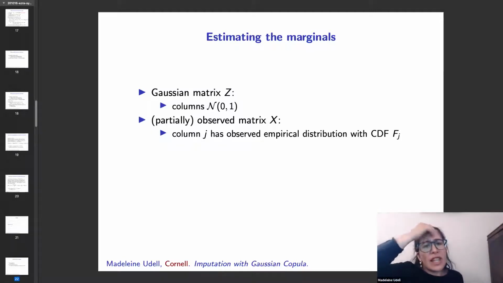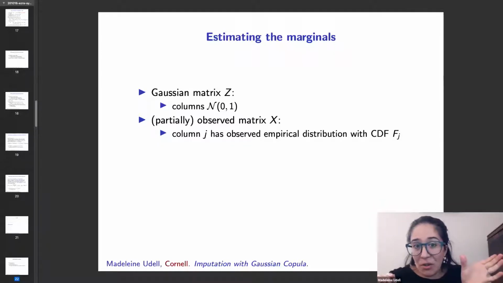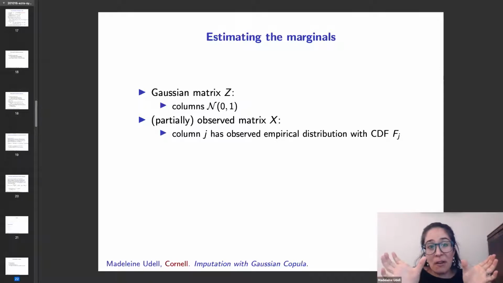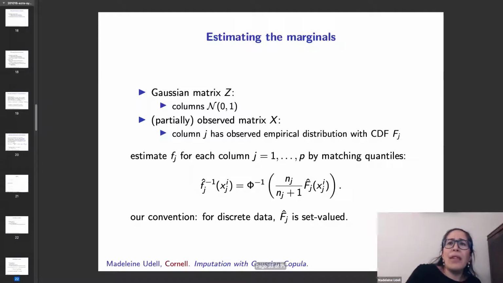To estimate the marginals, I've already told you about this. The way that you do it is you write down the cumulative distribution functions for z, which is always the CDF of a normal, and you write down the CDF of your observations in a given column of your matrix, which you just look at the empirical distribution. That's easy too, and you just map quantiles to quantiles. I can write that down in math. Here's what it looks like in math. But I think the picture is better.